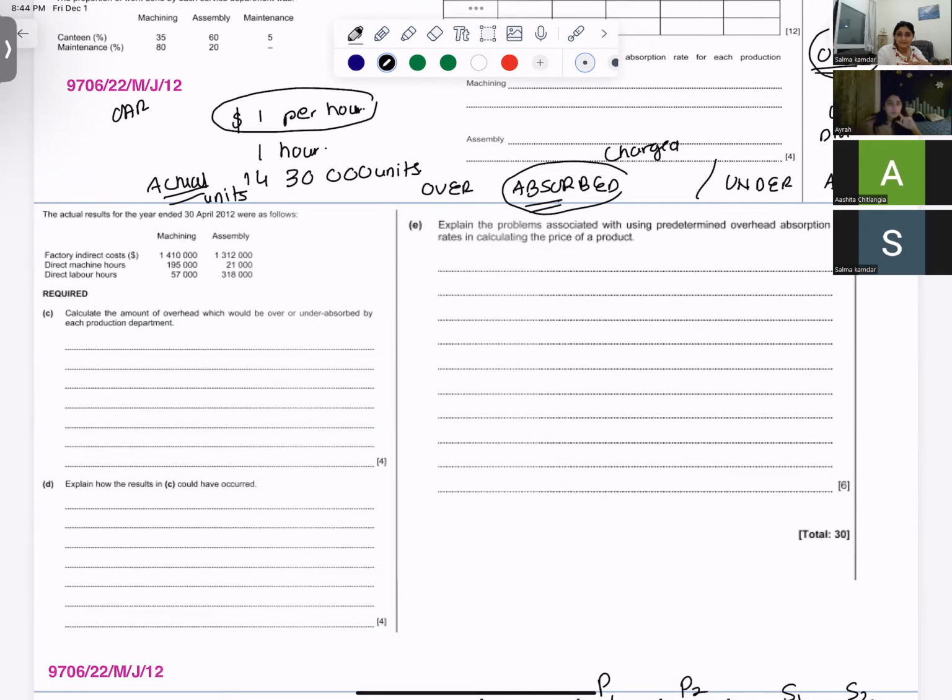I'm trying to ask you, if I had budgeted that my expenses would be so and so, and I will use this many hours, and I found out an OAR, overhead absorption rate, and accordingly I realized that if my product goes into the production department, for every hour that I'm going to use behind that product, I will charge $1 per hour based on my budgets. Are you with me?